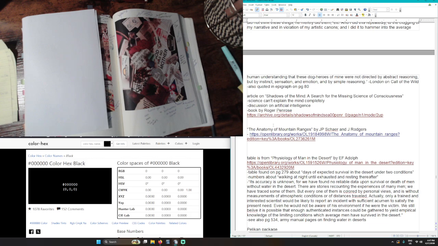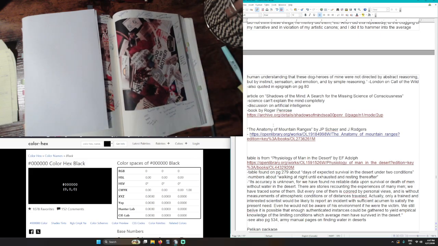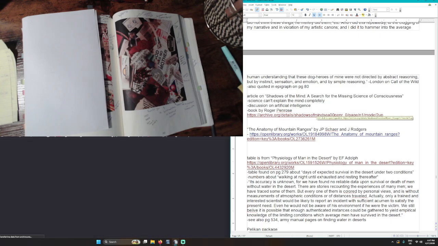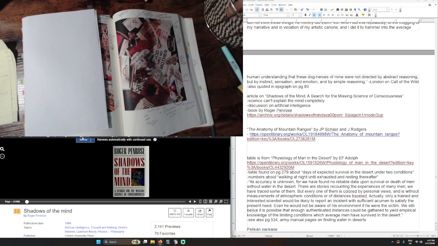Jack London is also quoted on the epigraph on page 80. The book isn't Call of the Wild, though. It's a different story. We have this article over here, and it's on two books. One is called Shadows of the Mind, A Search for the Missing Science of Consciousness, which is about science not explaining the mind completely, and a discussion on artificial intelligence. And again, I always recommend going to archive.org or Open Library, and you can actually borrow these books. I'm not going to borrow it right now because it will show my full name on there. So you can actually borrow these books that are referenced in House of Leaves.